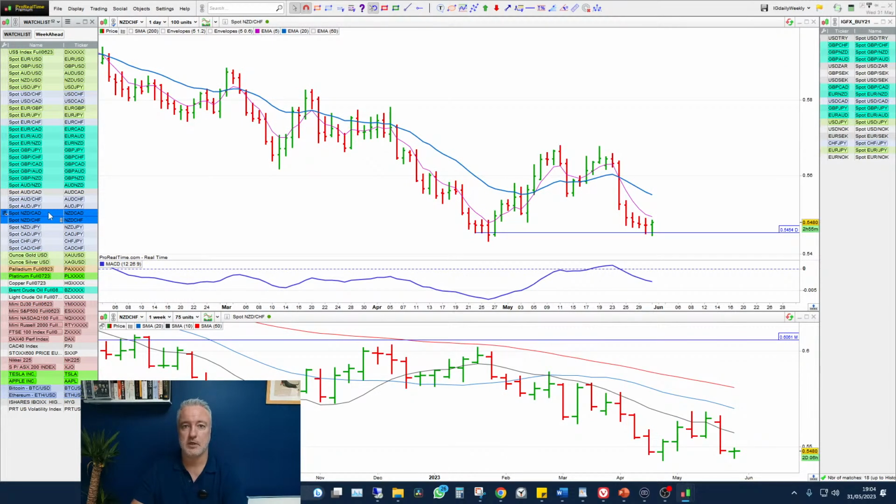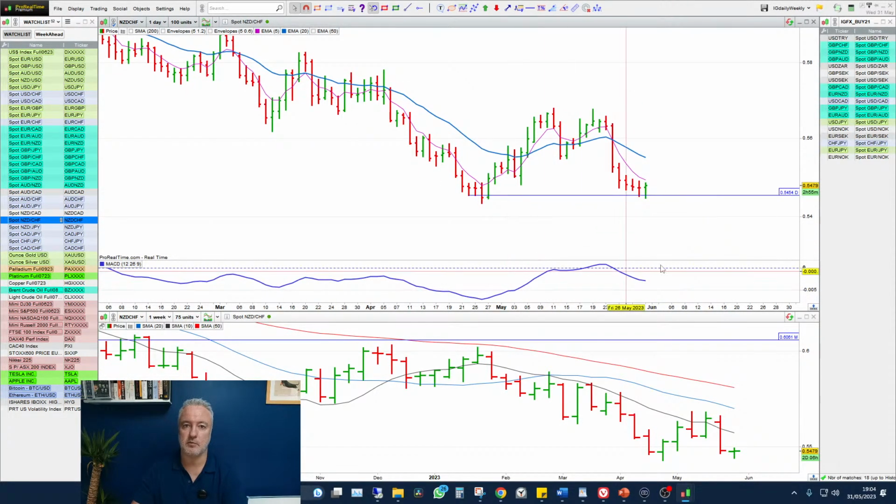Kiwi CAD, no setup. Kiwi Swissy. I find this interesting. Bullish divergence. Could this be an attempt to turn around? It's another Swissy pair, so it's possible. Could be.